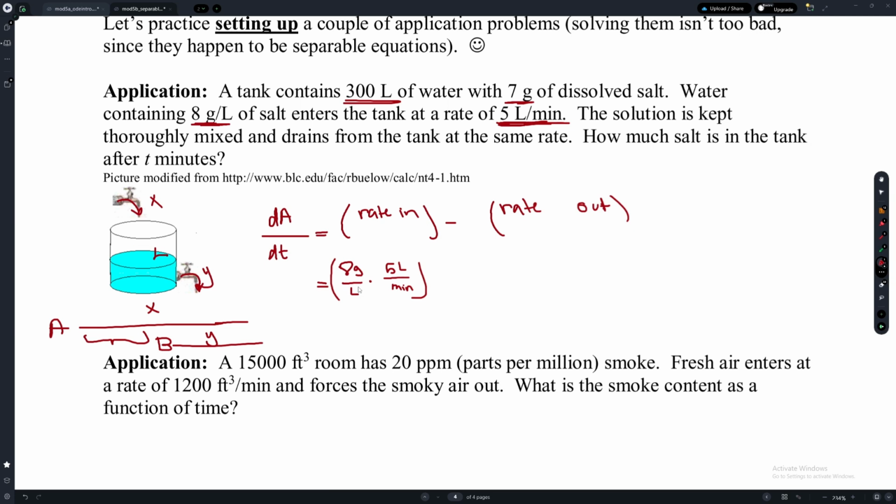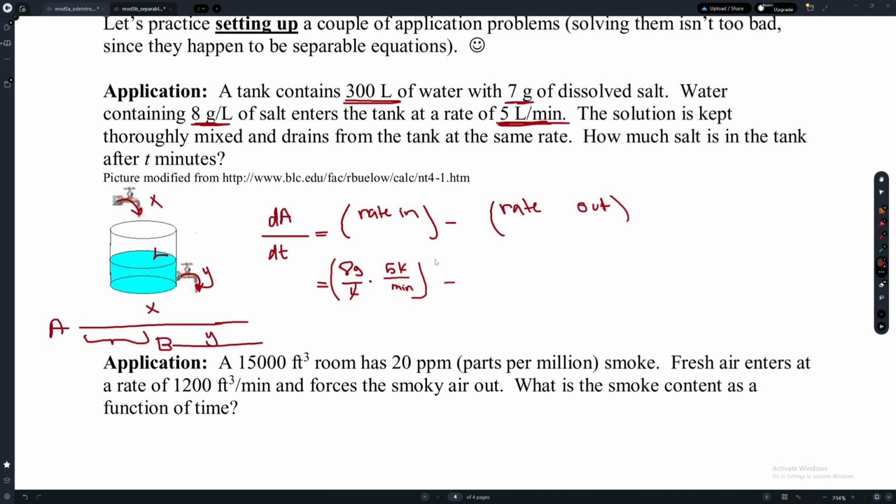Now you think, oh, well, how did you figure this out? Well, I know I have 5 liters per minute. That's my rate in. But how much salt do I have in that 5 liters per minute? I have 8 grams per liter. So 5 times 8 will give me 40 liters per minute. Well, sorry, not 40 liters, 40 grams per minute. Right? Because this is in terms of salt we want, not in terms of liters. And so that's why this cancels out and you'll get 40 here.